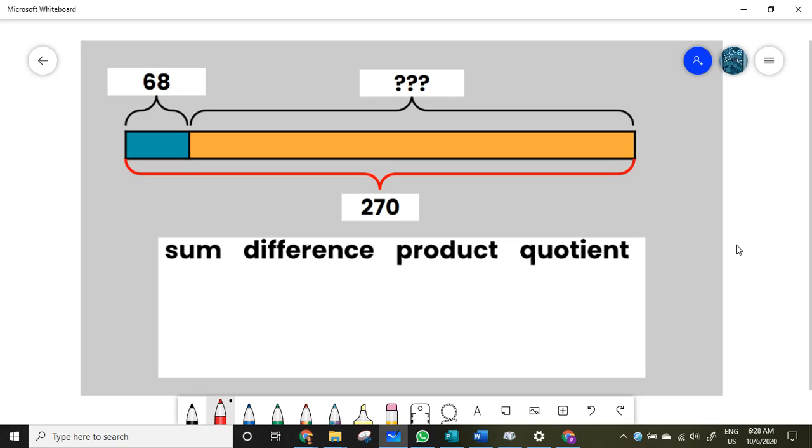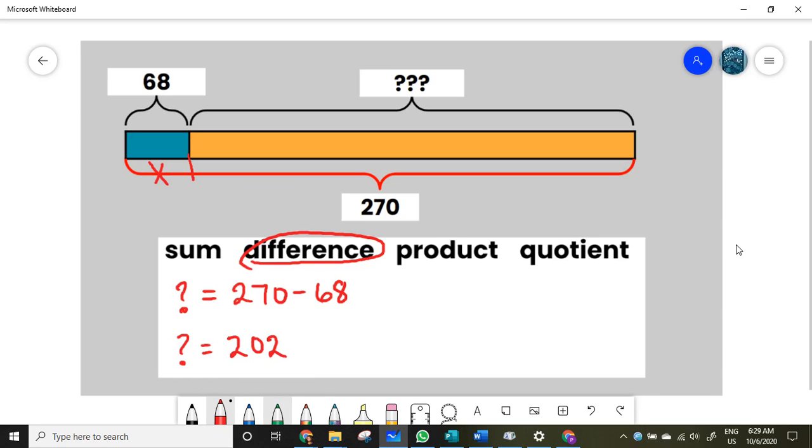Well, we have to take out this part from our whole, which means that we need to find the difference, which means we're going to be subtracting. To find our mystery piece, we will have to subtract 270 minus 68. That means that our mystery piece has a value of 202.